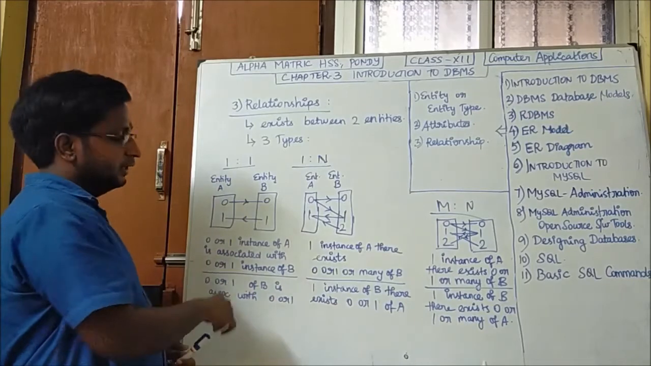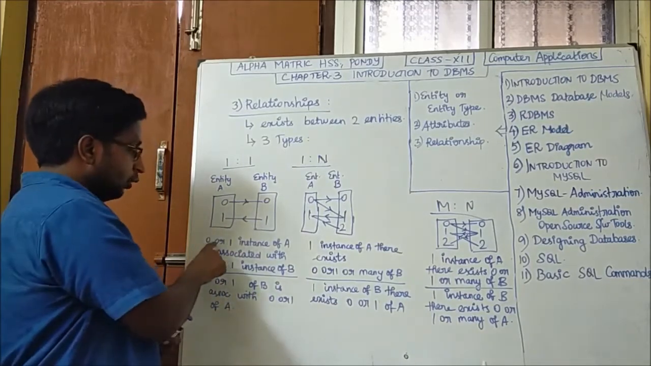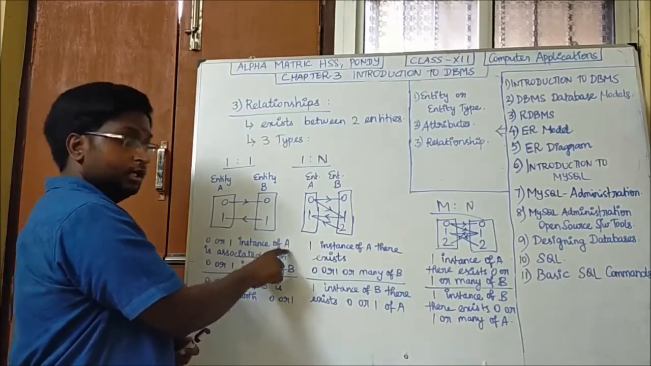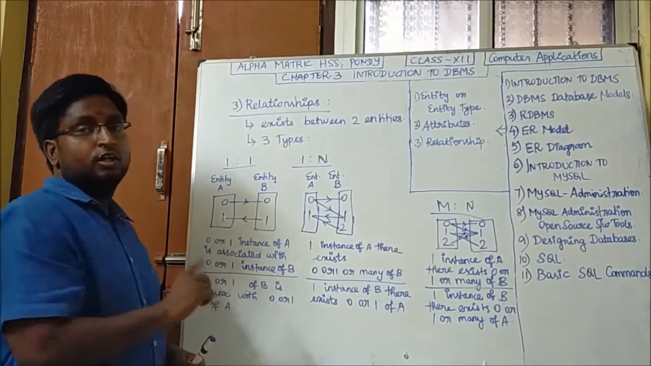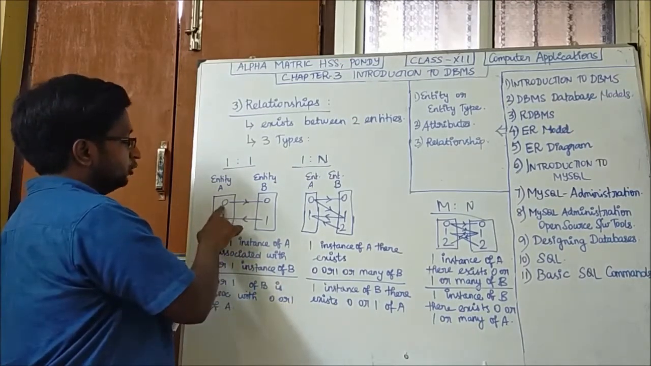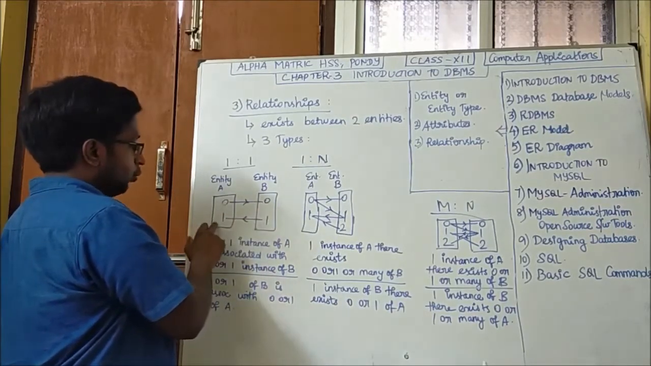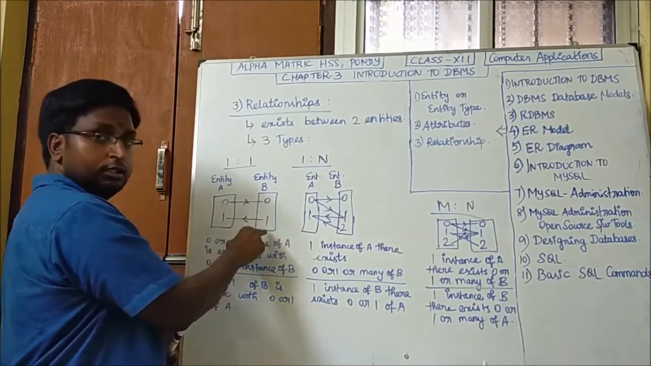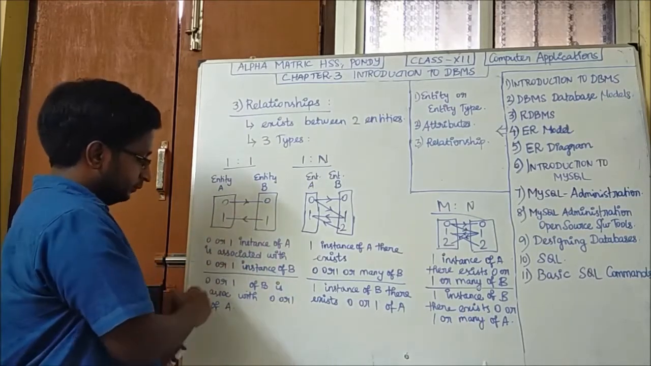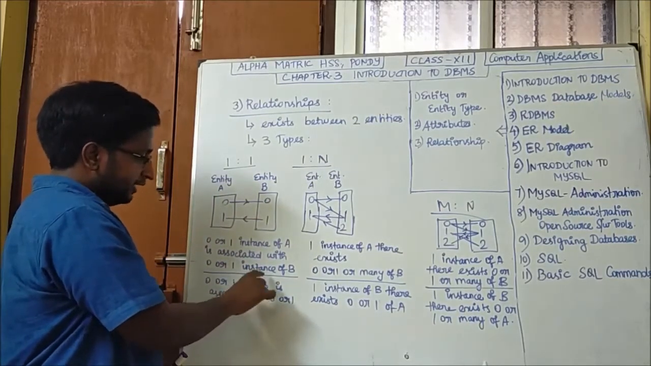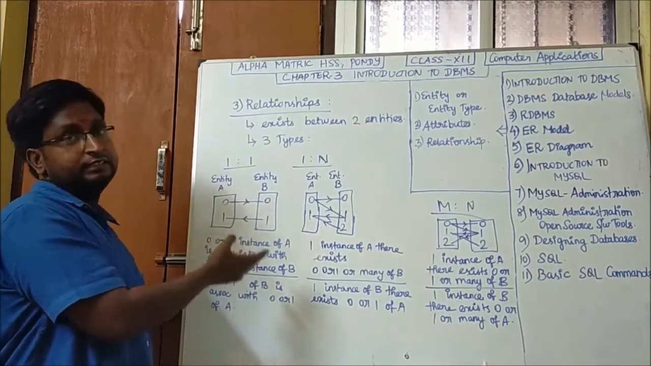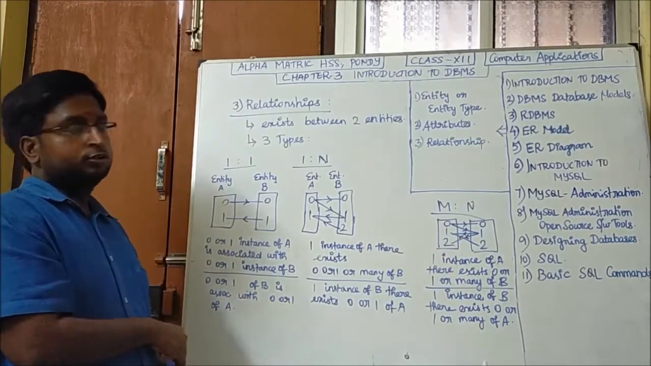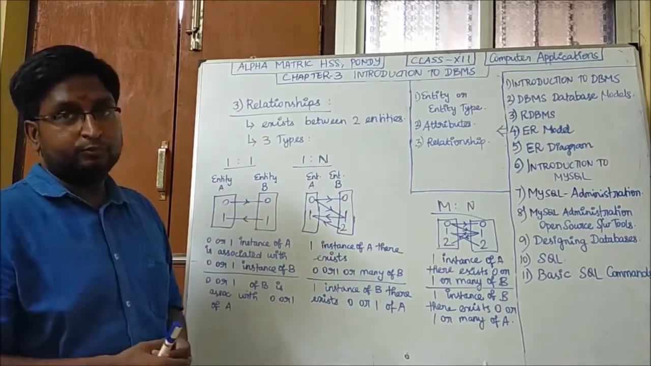So it is written in the book like this: 0 or 1 instance of A is associated with 0 or 1 instance of B. So either 0 is associated with 0 or 1, 1 is associated with either 0 or 1, and the same vice versa. The same 0 or 1 of instance B is associated with 0 or 1 of instance A, entity A. So this is the one-to-one relationship.